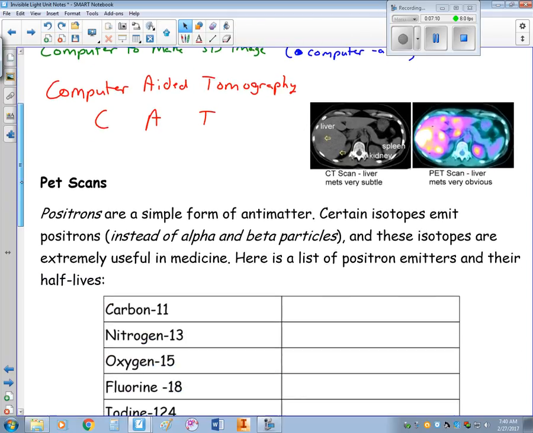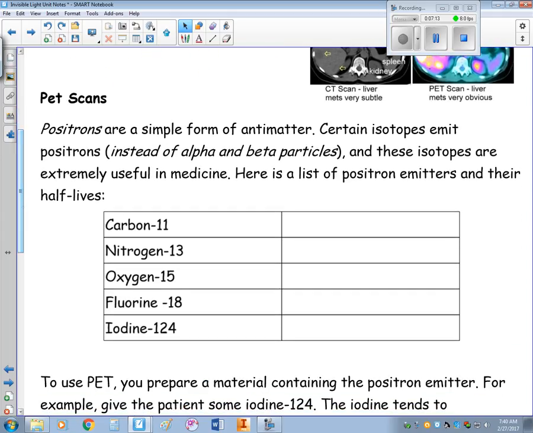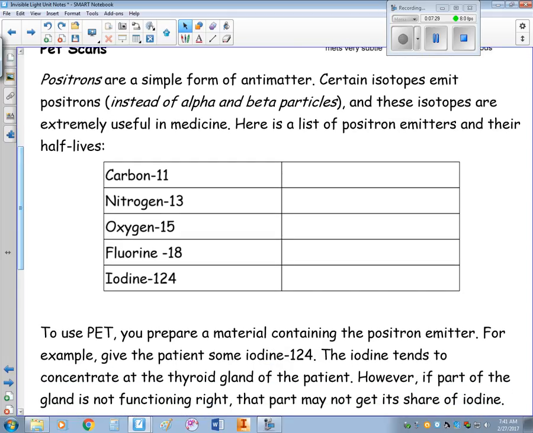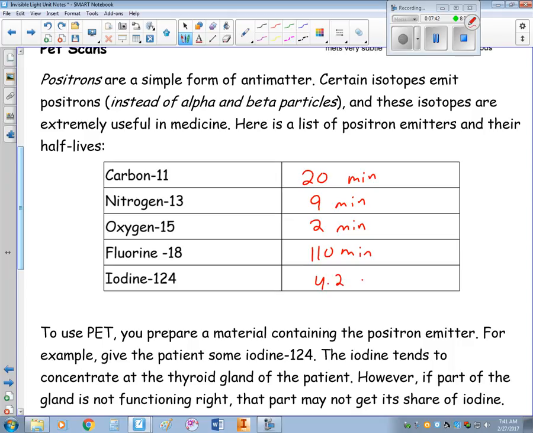The last type I want to talk about is a PET scan. This relies on positrons. And this is a simple form of antimatter. Certain isotopes emit positrons, so instead of alpha and beta particles. These isotopes are extremely useful in medicine. So here's a list of positron emitters and their half-lives. So first we have carbon-11 has a half-life of 20 minutes. And then oxygen 15, fluorine 18, and iodine 124.